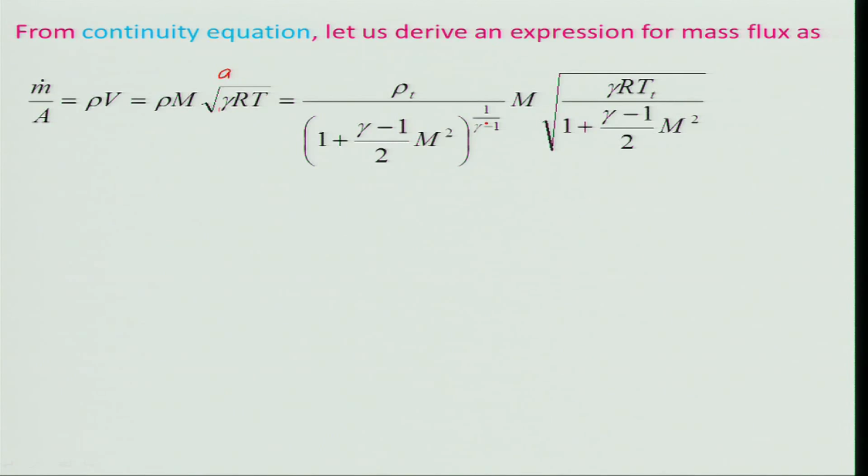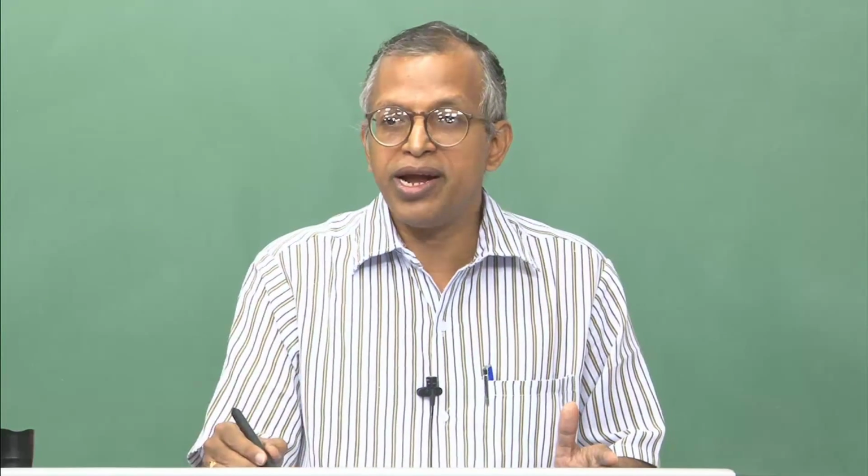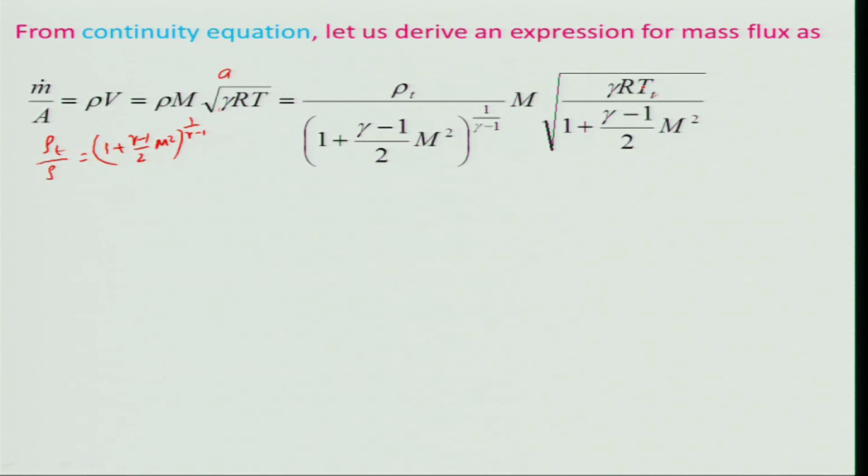We have already derived, right, rho_T by rho is equal to 1 plus (gamma minus 1)/2 M squared, power to the 1 by gamma minus 1. So in place of rho, I will write rho_T divided by 1 plus (gamma minus 1)/2 M squared power to the 1 by gamma minus 1, and M remains the same here. And in place of T, this is the static temperature, I will express with respect to the total temperature corresponding to the reservoir in this example, that is gamma R T_T divided by 1 plus (gamma minus 1)/2 M squared.